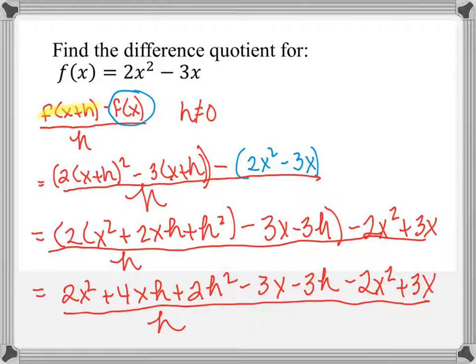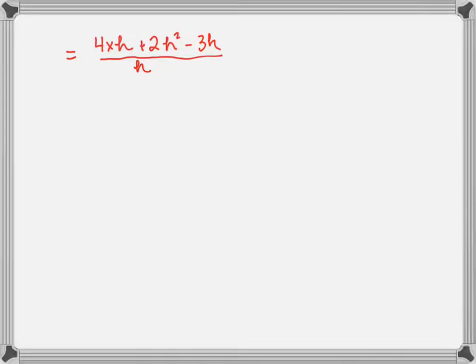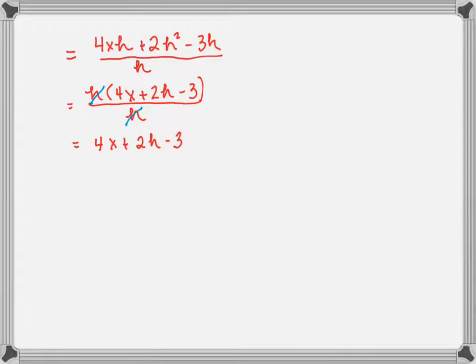Here we can see that certain terms will cancel out. My 2x squareds will cancel out. My 3x's will cancel out. So I'm left with 3 terms in my numerator. They are 4xh plus 2h squared minus 3h all over h. In my numerator, I can factor an h out of every term and get h times the quantity 4x plus 2h minus 3 all over h. We can cancel the h's, and we are left with 4x plus 2h minus 3. So that is the difference quotient.